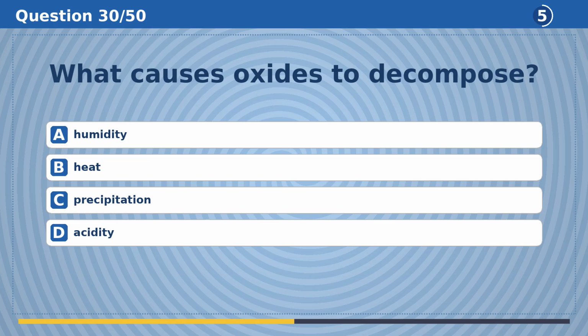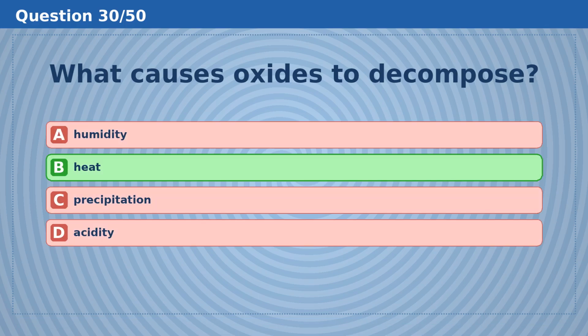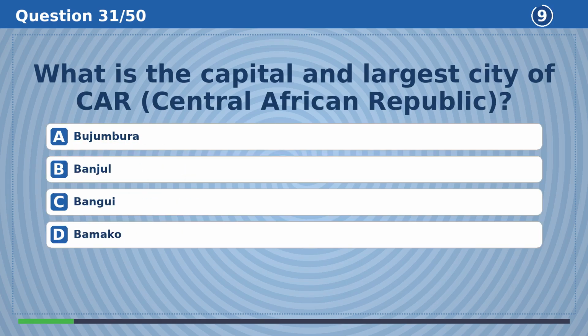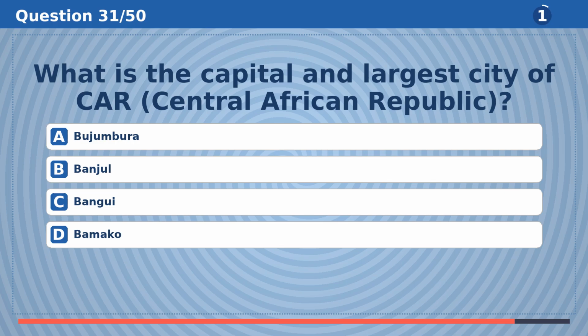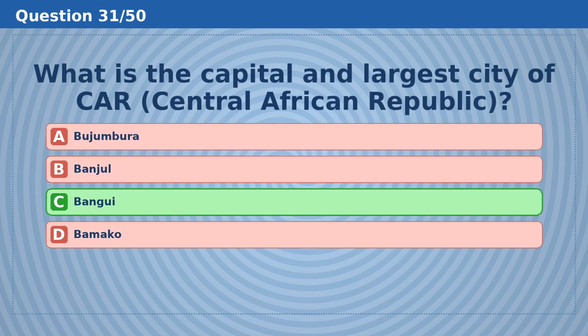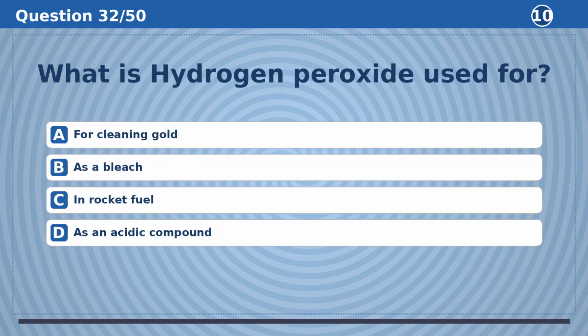What causes oxides to decompose? The answer is B, heat. What is the capital and largest city of the Central African Republic? The answer is C, Bangui.